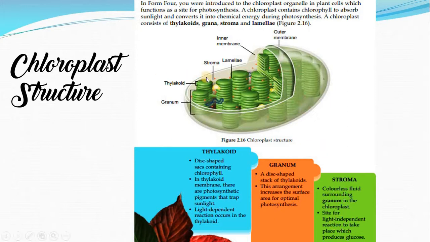And then the lamellae. The lamellae is just a connector between the granum. So these are all the structures of the chloroplast. I repeat: this is the thylakoid, this is the granum or grana, and this is the stroma, the fluid inside the chloroplast. And this is the lamellae, a connector between the granum.